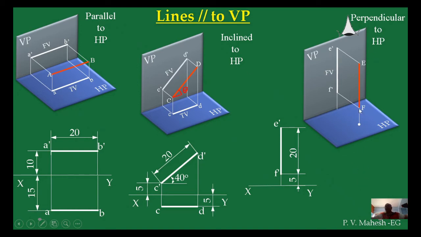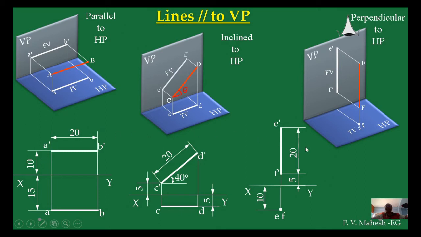Now what I have to do, identify what is the distance of F from VP and draw the top view. Okay, so this distance is known, means I can draw the top view. So here I am taking 10 mm in front of VP, so top view is 10 mm below XY line. So this E and EF will be below XY line. So these are the projections of lines when the lines are parallel to VP.